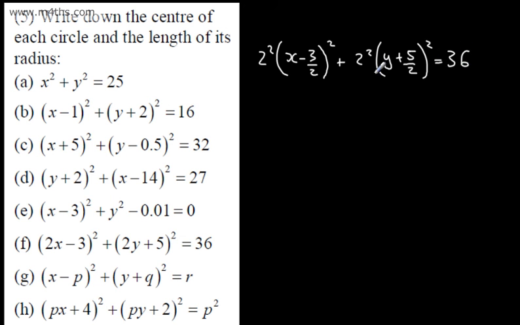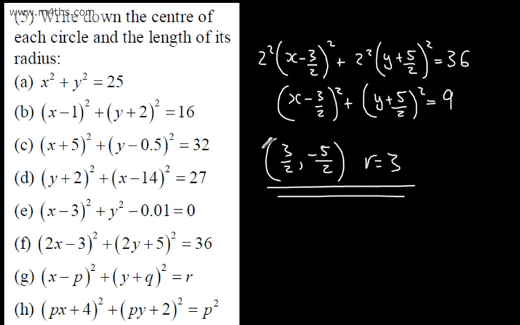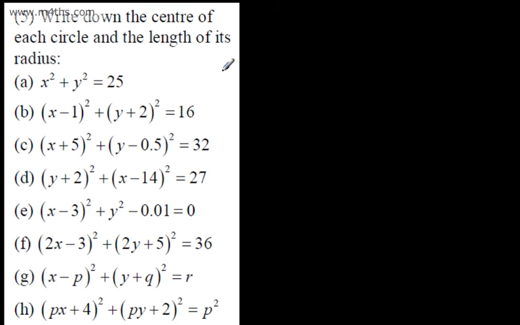2 squared is 4, so I'm going to divide both sides of the equation by 4. X minus 3 over 2 all squared plus y plus 5 over 2 all squared will be equal to 9. From this, we can see the centre is positive 3 over 2, negative 5 over 2, and the radius is the square root of 9, which is 3. So nice and straightforward. All I've done is simply taken out this 2 squared and gone from there. Okay, let's look at G.